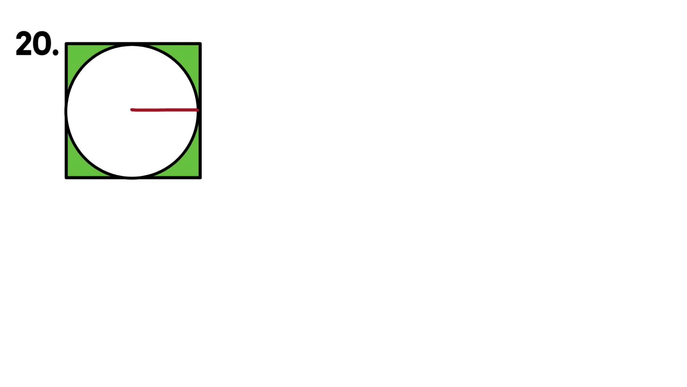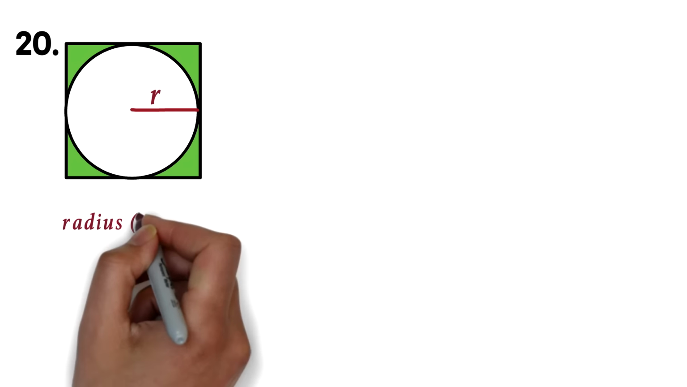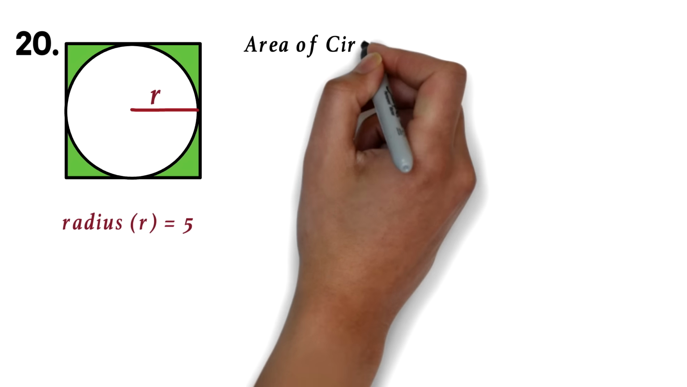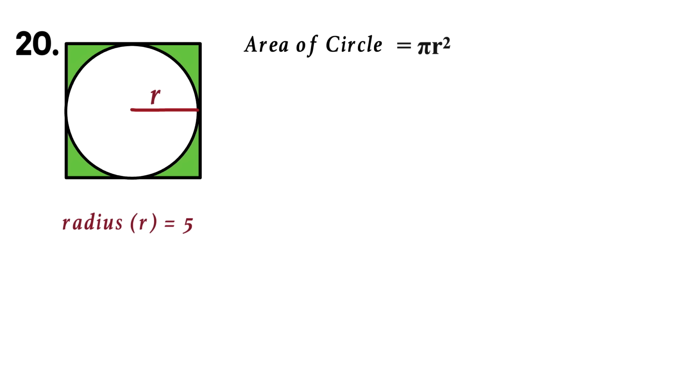We are looking at a similar problem. We want to find the area of the green shaded portion. Again, all we have to do is find the areas of the two shapes and subtract them. Here we have a circle of radius 5, inscribed in a square. The formula for finding the area of a circle is pi times r squared, where r is the radius. So we have 5 squared times pi. This will give us 25 pi.